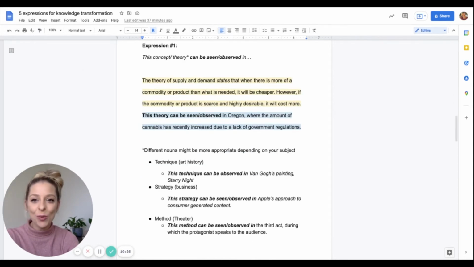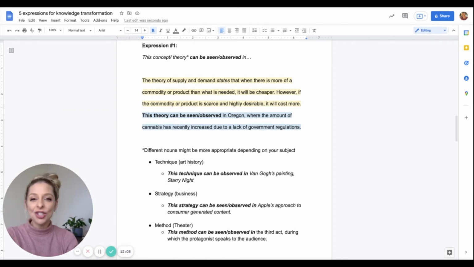Okay, expression number 1. This concept or theory can be seen or observed in. So in our example, we said, this theory can be seen or observed in Oregon, where the amount of cannabis has recently increased due to a lack of government regulations. So you'll notice that I started this sentence with the phrase, this concept or this theory.